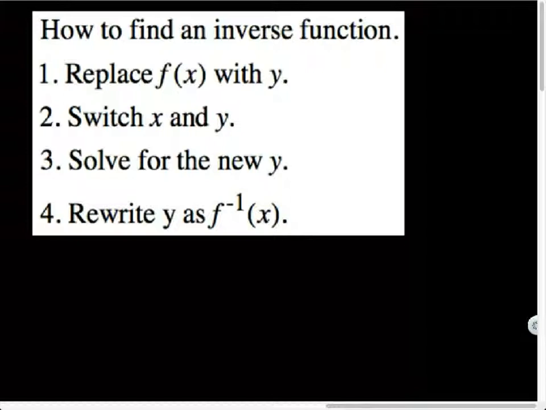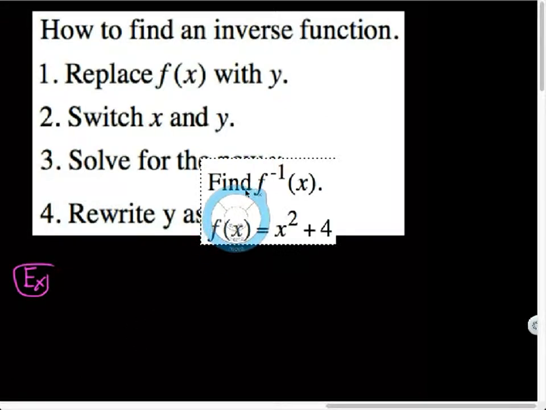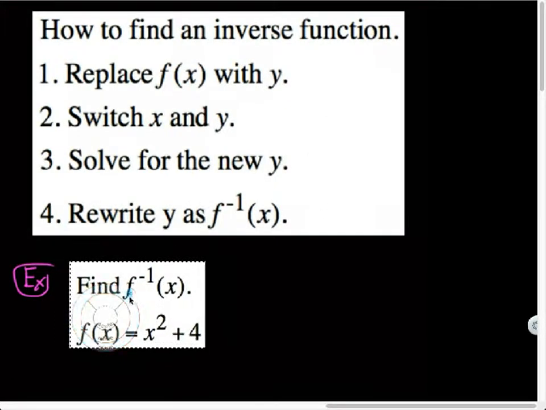So, how to find an inverse function. Find f inverse of x when f of x is equal to x squared plus 4.